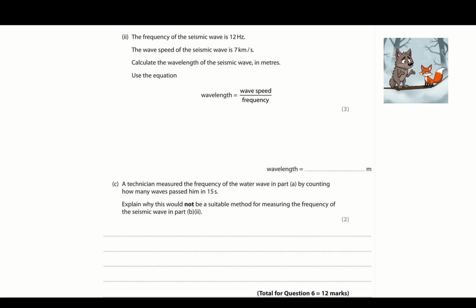Next one. Now we do get our foxes stab wolves. So let's get that ready. It says calculate the wavelength. That's that lovely bit here. And it even tells you the formula to use. Wavelength equals S over F. So let's have a look at it.